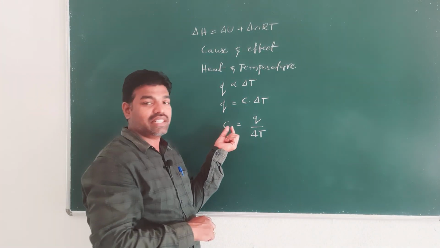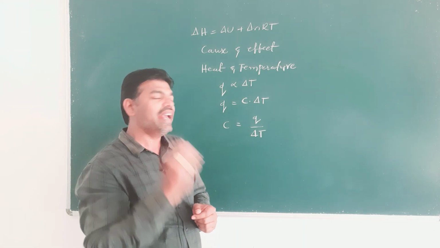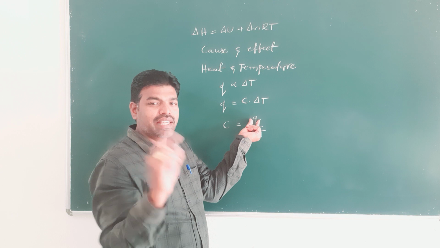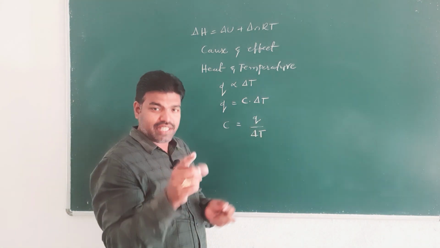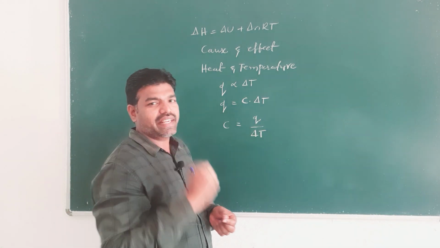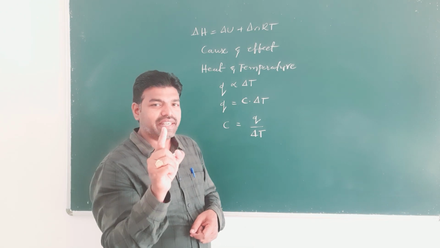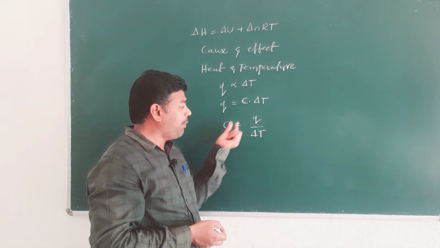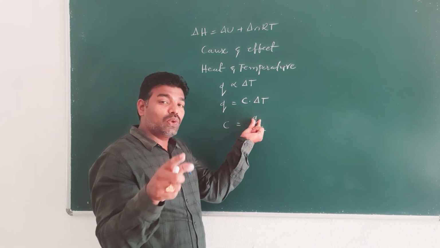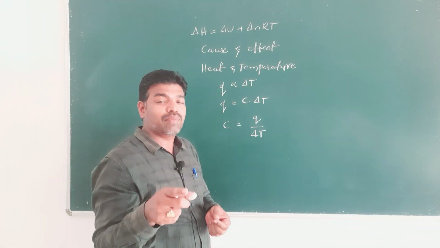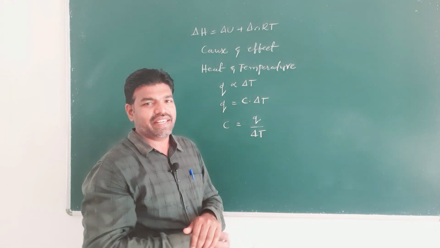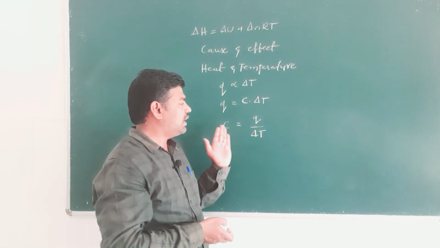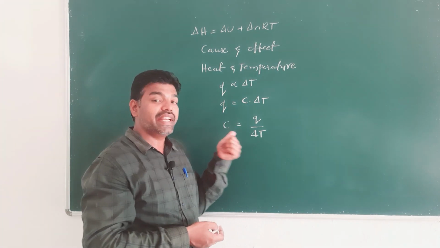So, heat capacity of the system can be defined as the amount of heat required to raise the temperature of the system through 1 degree centigrade. I repeat, heat capacity is the amount of heat required to raise the temperature of the system through 1 degree centigrade. That is called heat capacity, where C is the heat capacity.